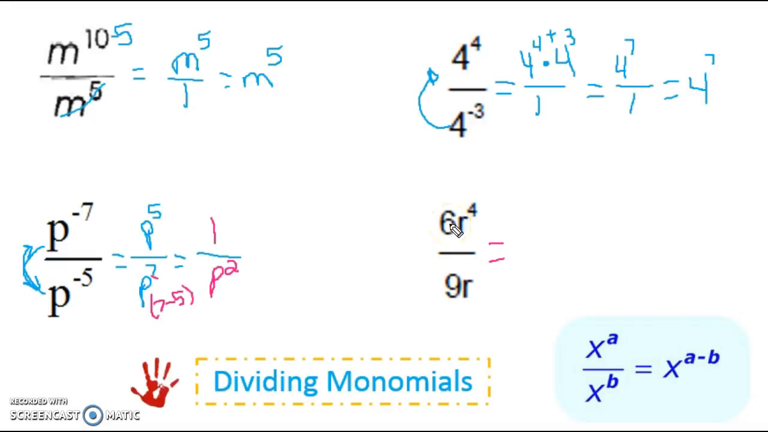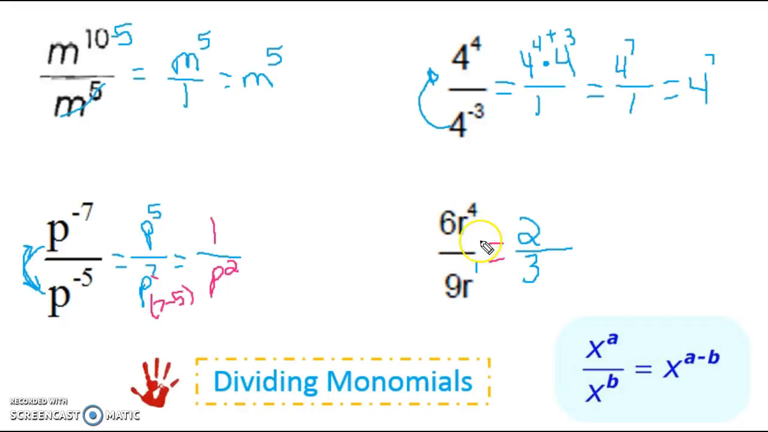We have 6r to the 4th divided by 9r. Now remember that r does have an exponent. We don't see it, but we know that there's really a 1 there. So we have to remember that there is a 1 there. Let's do the coefficients first, 6 and 9. All we can do right there is reduce. So let's reduce both by 3, and we'll get 2/3.